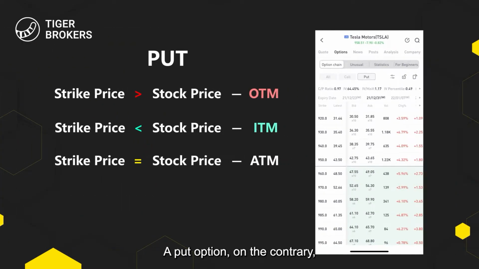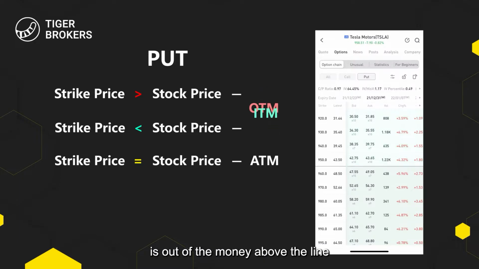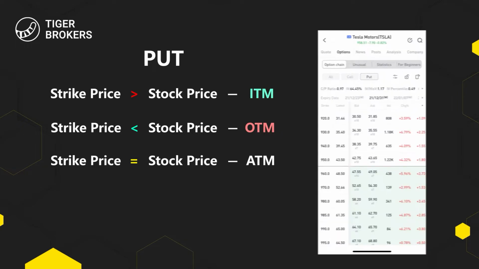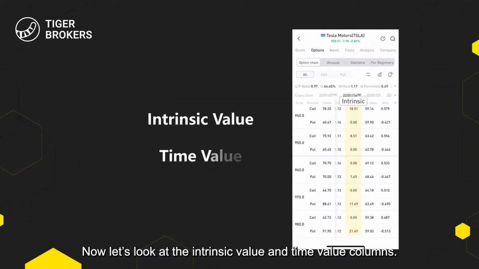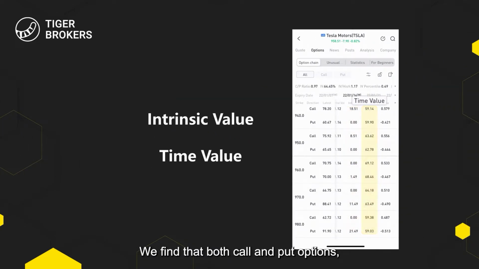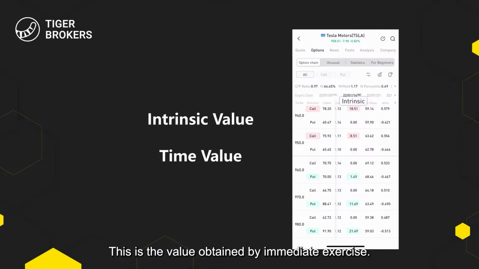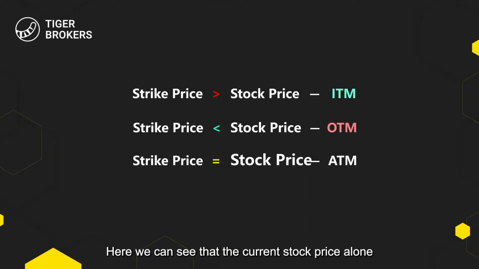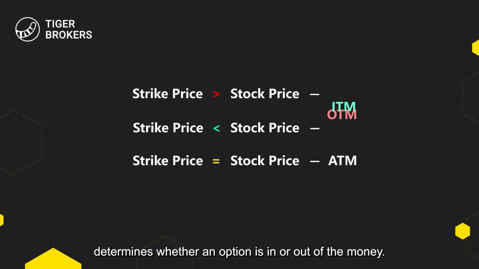A put option, on the contrary, is out of the money above the line and in the money below the line. Now let's look at the intrinsic value and time value columns. We find that both call and put options, when in the money, have intrinsic value. This is the value obtained by immediate exercise. Out of the money options have no intrinsic value, only time value. Here we can see that the current stock price alone determines whether an option is in or out of the money.